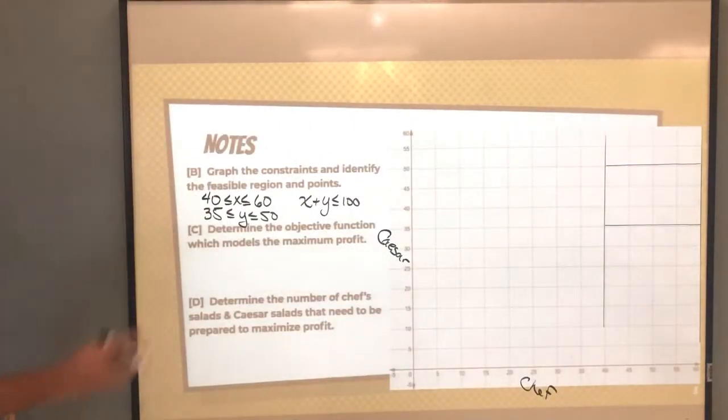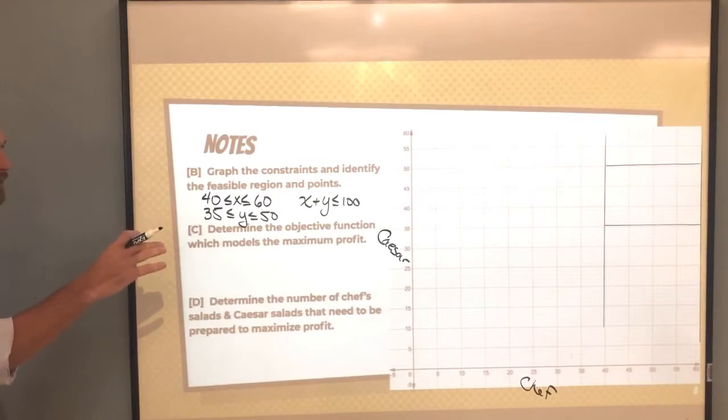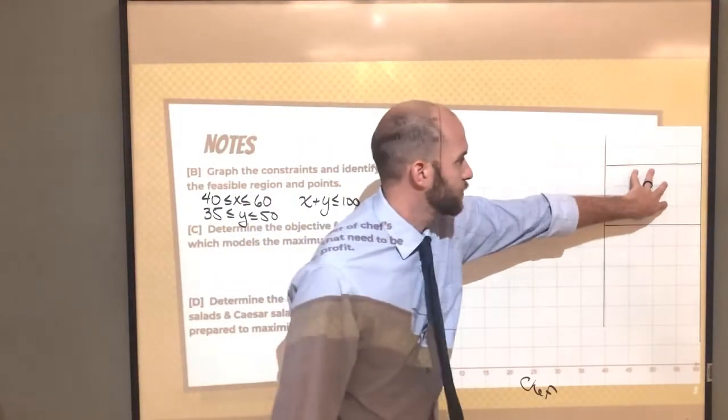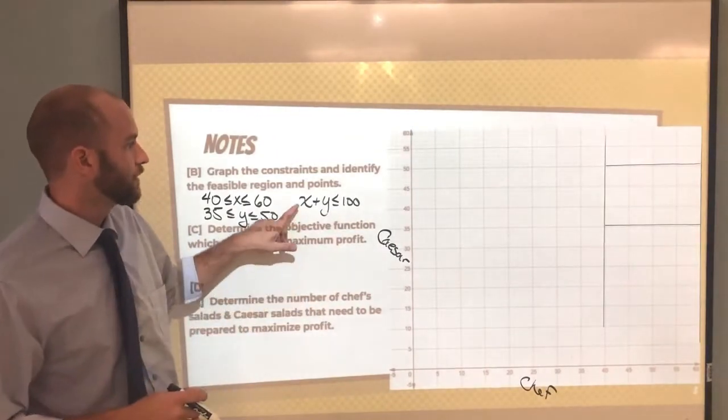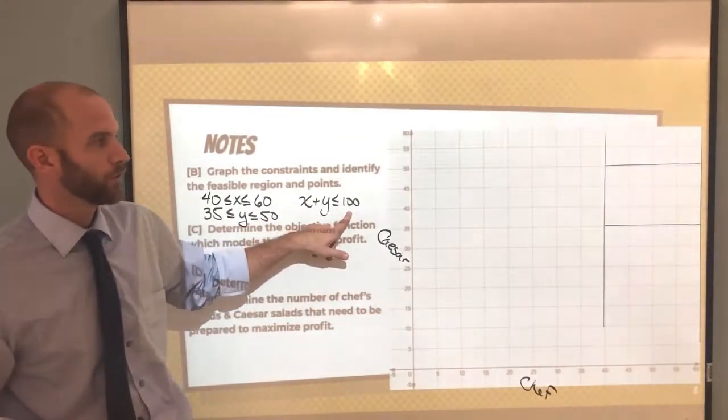You can go ahead and tell where our feasible region is going to be, somewhere in this rectangle that we've created. Somewhere in this region right here. But we have this third constraint, which might change our rectangle slightly. It says X plus Y is less than or equal to 100.